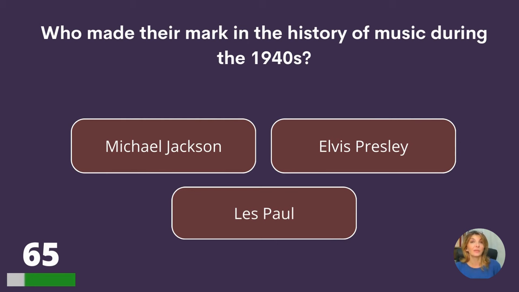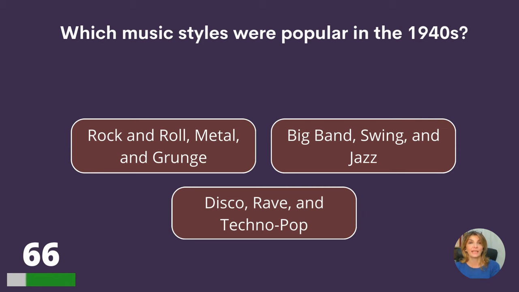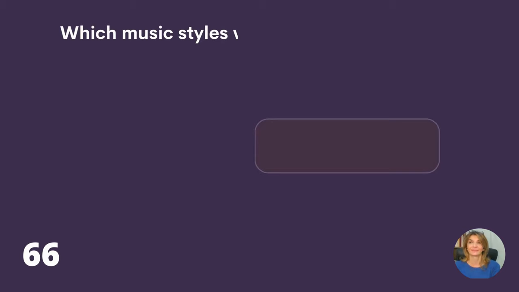Who made their mark in the history of music during the 1940s? Michael Jackson, Elvis Presley, or Les Paul? Les Paul. Which music styles were popular in the 1940s? Rock and roll, metal and grunge, big band, swing and jazz, or disco, rave and techno pop? Big band, swing and jazz.